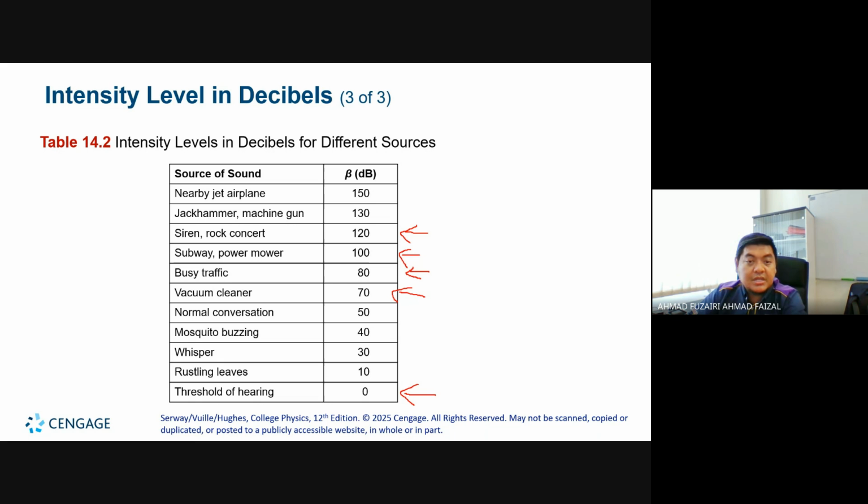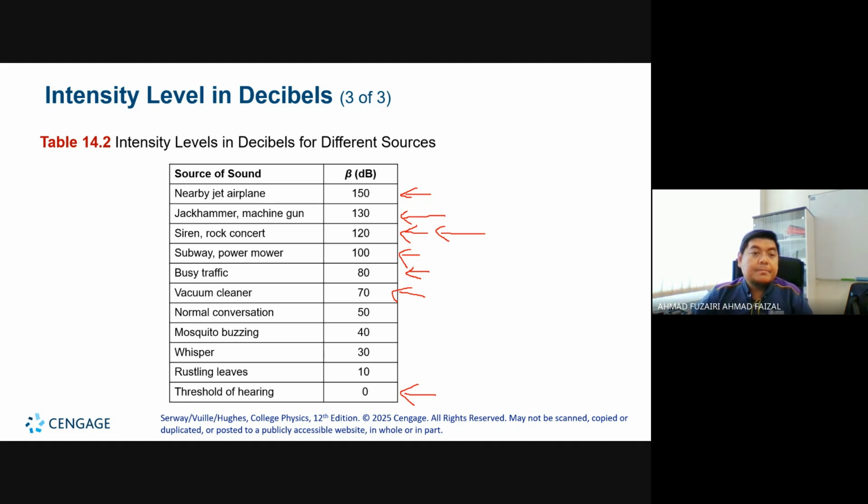120 decibel is where we reach the threshold of pain, where I equals 1 watt per meter square. Because we calculated earlier, the threshold of pain will give you 120 decibel. But there are still more decibels on top of it: the jackhammer or machine gun is 130 decibel. And lastly, a nearby jet airplane contains about 150 decibel. As you know, these are approximate values, not exact values.